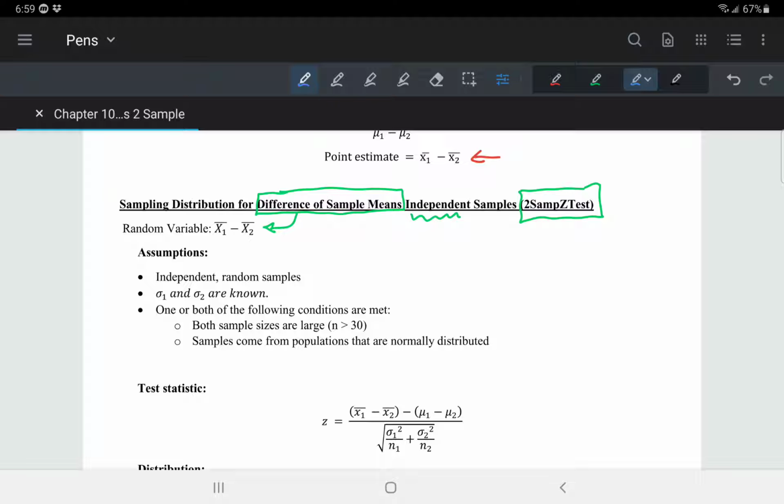So we're making a few assumptions though, because we're going to use the z-test. This needs to be normally distributed. So we need to assume that we have independent random samples. To use the z-test, sigma 1 and sigma 2 must be known. And then one of the two or both of the following conditions should be met. We need the sample sizes to be large, greater than or equal to 30, or we need that the samples will come from populations that are normally distributed.